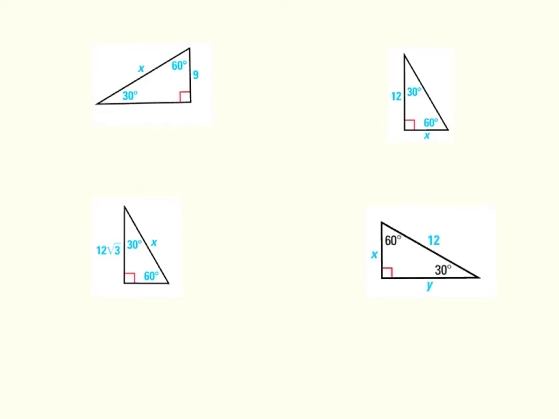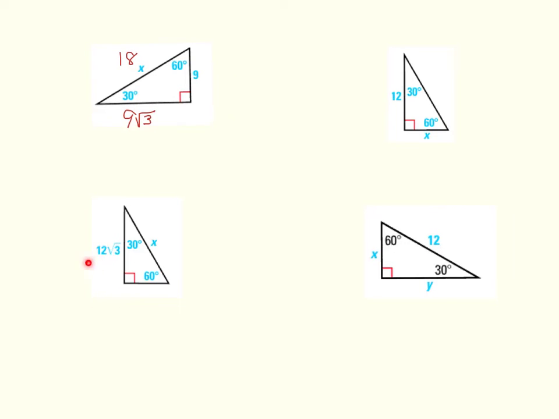Okay, let's look at a few examples. In this first one, we know the short leg is 9, and we're looking for the long leg and the hypotenuse. Well, if the short leg is 9, the long leg must be 9 times the square root of 3, and the hypotenuse must be 18. It's that quick. Let's look at the next example down below.